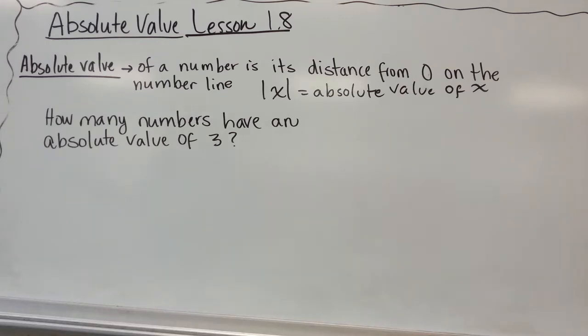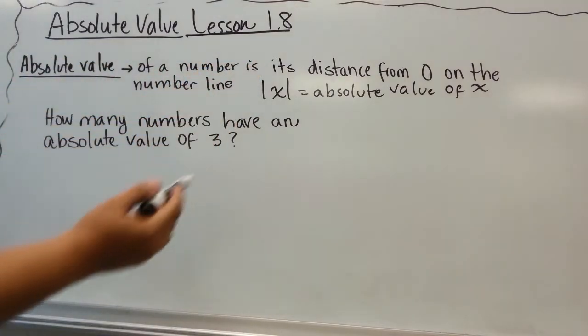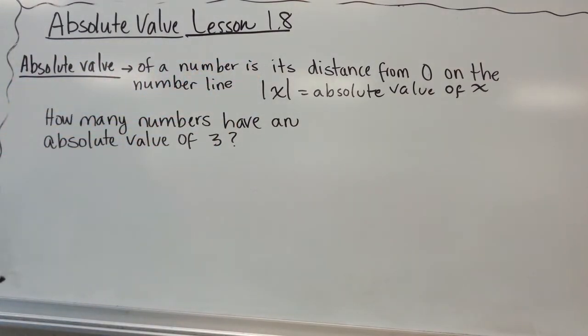All right, this lesson is on absolute value. The absolute value of a number is its distance from zero on the number line. That's when we use the two little lines that we read as the absolute value of x. So the question is, how many numbers have an absolute value of 3?